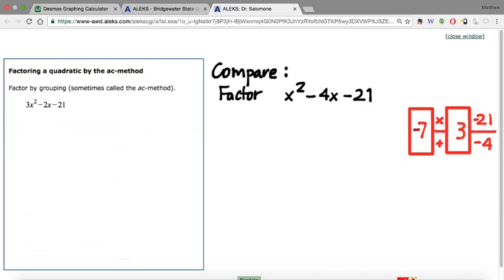So negative 7 and 3 is a pair of factors that we can use to factor x squared minus 4x minus 21. And so to finish the factoring process, what do we then do with the numbers negative 7 and 3?